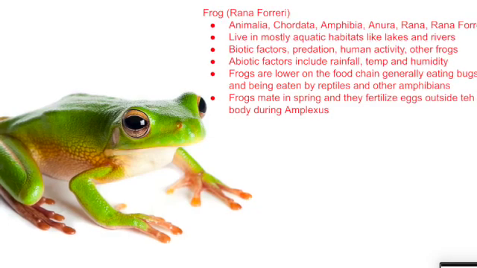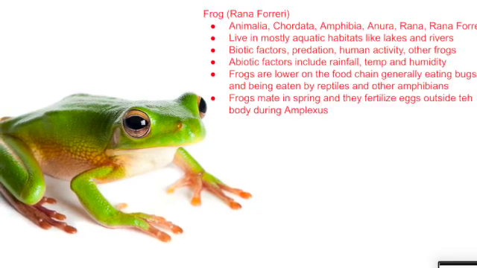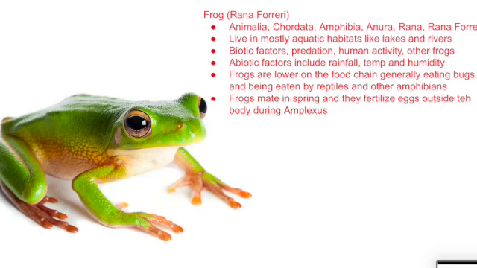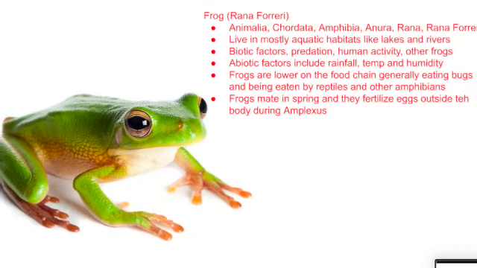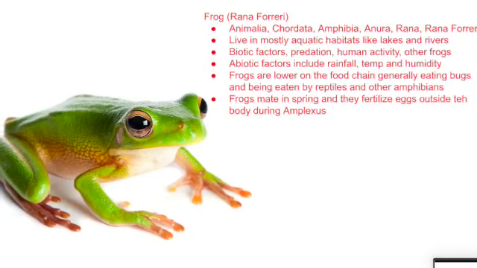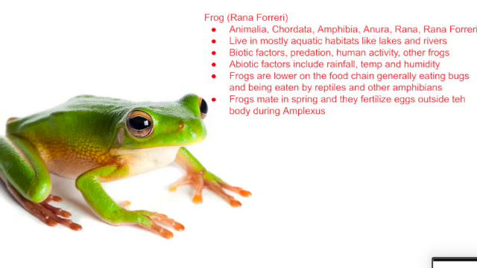They are lower on the food chain, generally eating bugs and being eaten by reptiles and other amphibians. Frogs mate in the spring and they fertilize eggs outside the body during amplexus.